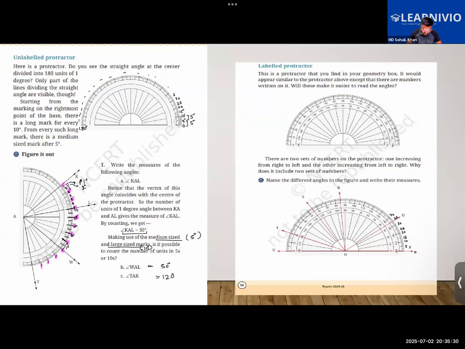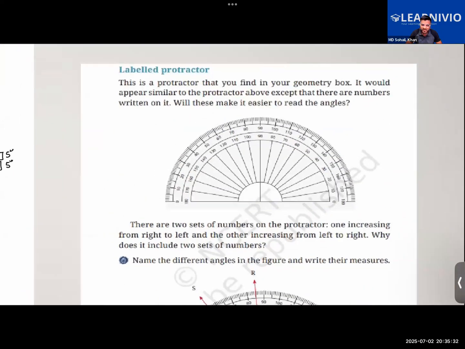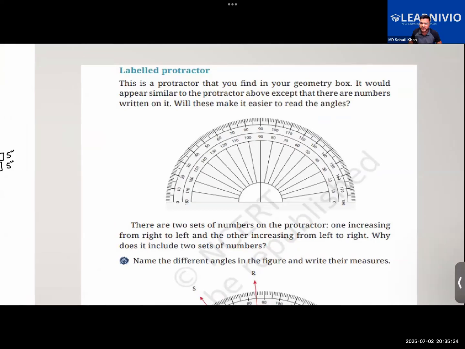Talking about the label protector, you can see here, right? I assume that all of you must be having a geometry box, right? Yes. Fine. Good. So in your geometry box, you will find this protector where the angles are labeled like this. So it becomes much easier to measure the angle with the help of such a protector.